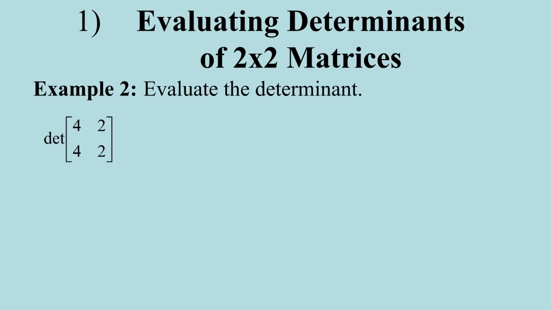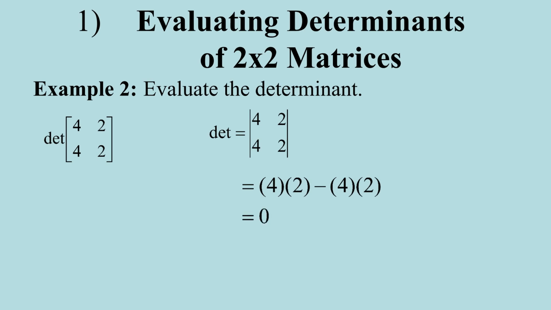Next, let's try example 2. We will evaluate the determinant of the given matrix. We represent the determinant using straight lines. The calculation is 4 times 2 minus 2 times 4, which is 8 minus 8, resulting in a determinant of 0. Since the determinant is 0, there is no inverse for this matrix.